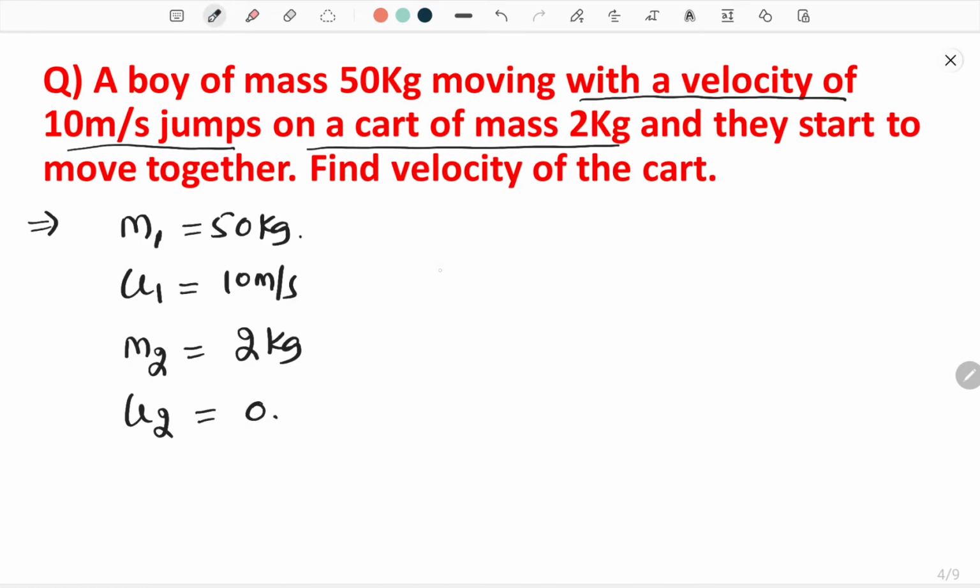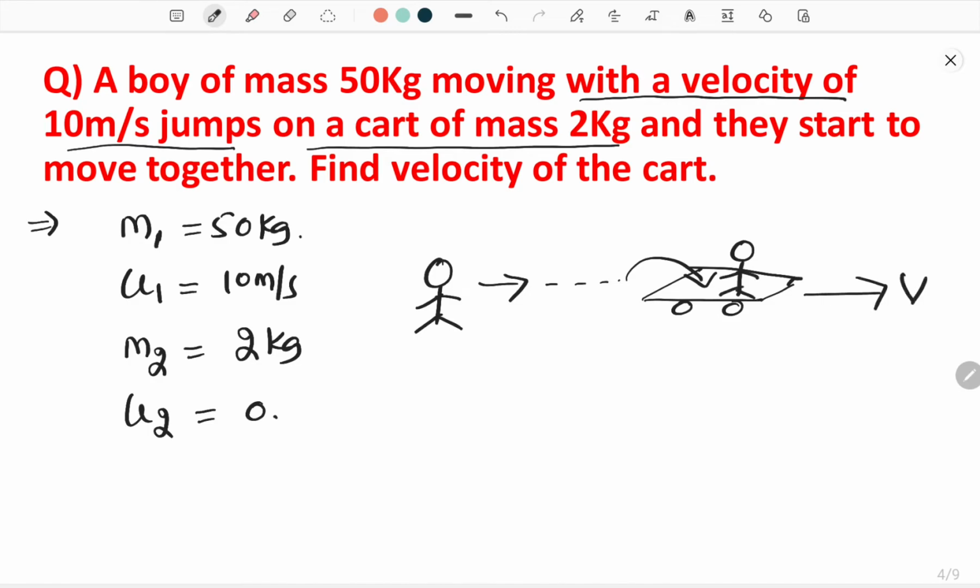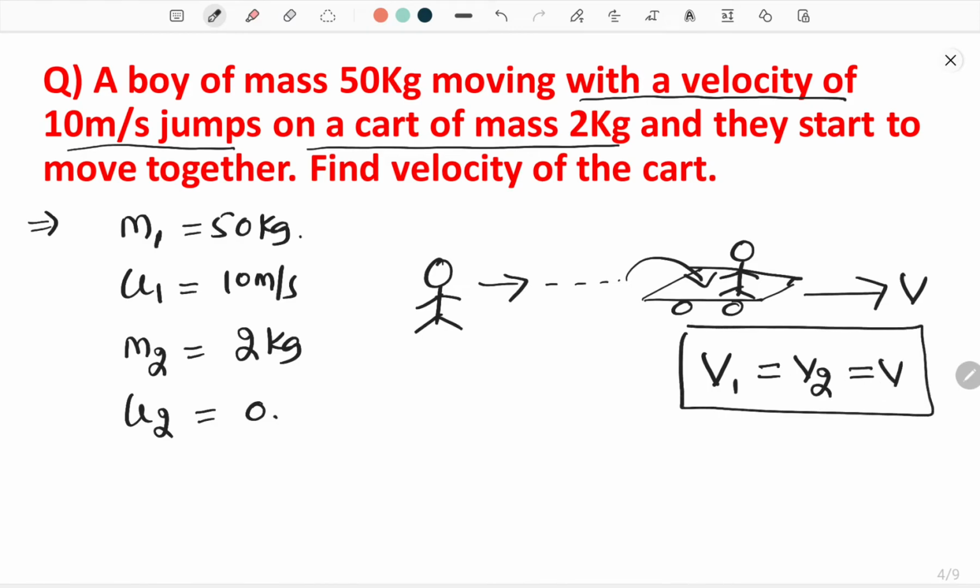Try to understand this scenario. Here is a boy, already moving. Here there is a cart with wheels. This boy comes and jumps onto this, and lands here. Both of them will move with the same velocity together. That means the final velocity of the boy, v1, and the final velocity of the cart, v2, are the same. So I will take v1 equal to v2 is equal to v. We have m1, m2, u1, u2, v1 and v2.